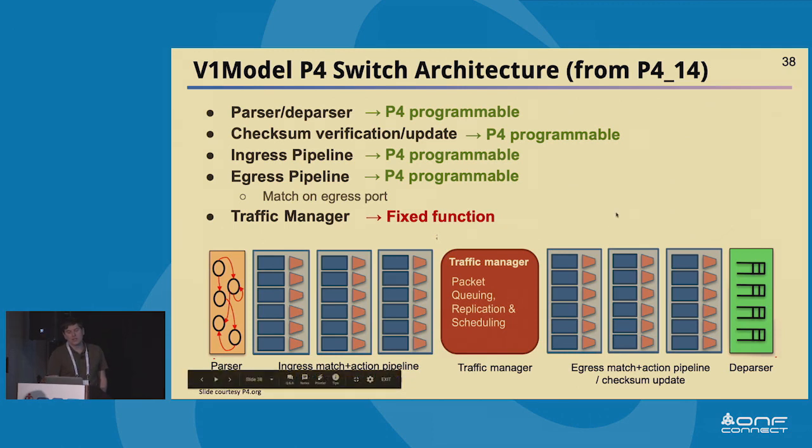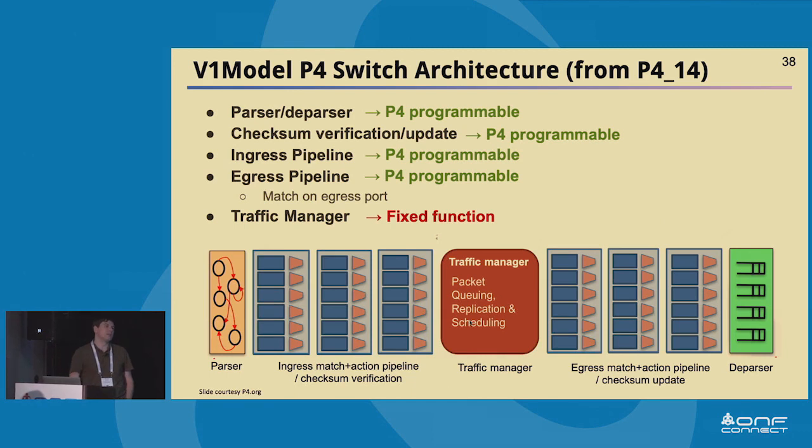So the first block is the parser. Then we have a checksum verification block. Then we have an ingress pipeline. Then we have a traffic manager, which is responsible for things like queuing, scheduling, or replicating packets for multicast applications. Then we have an egress pipeline, where the main difference with the ingress one is that the egress pipeline sees packets associated to a specific egress port. So you can define match tables that match on the egress port as well. There is a checksum update block, and finally, we have the deparser. This is an example of an architecture.